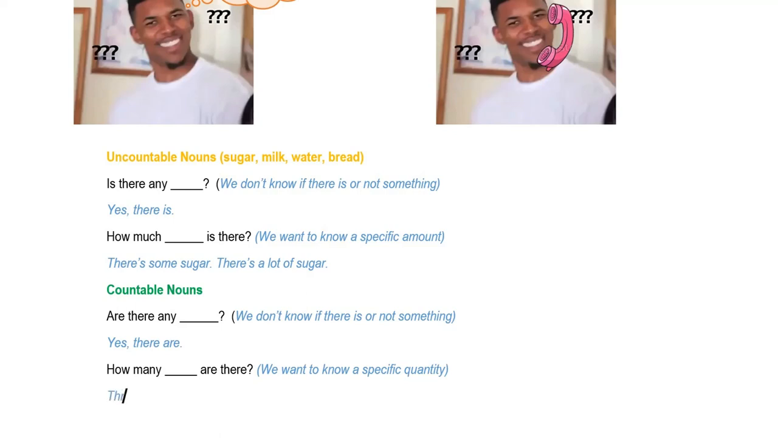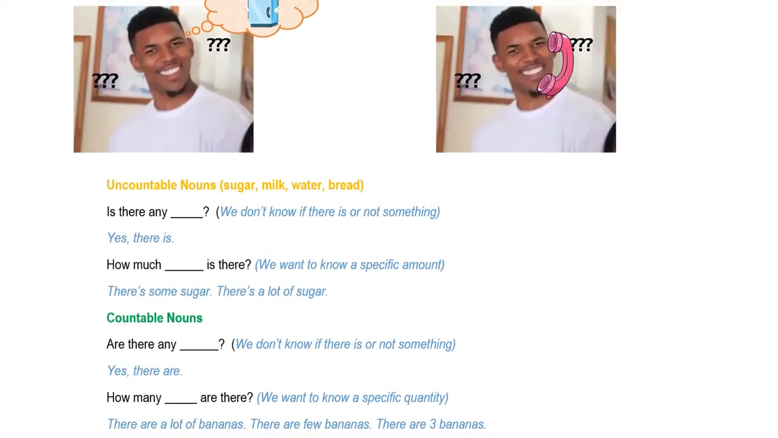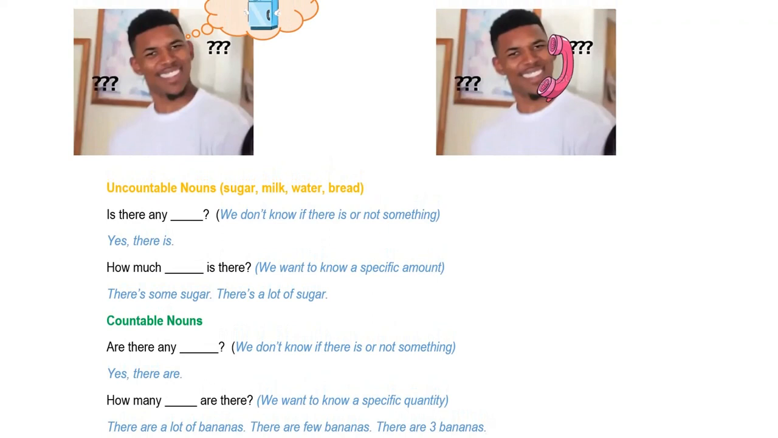Right? And probably the answer would be, there are a lot of bananas. Or there are few bananas, right? Or even a number. There are 3 bananas. Okay, so these questions are for asking about the existence of things. Okay, remember, we can use the question, is there any? Right? And the uncountable, now, when we don't remember if there is or there isn't something.